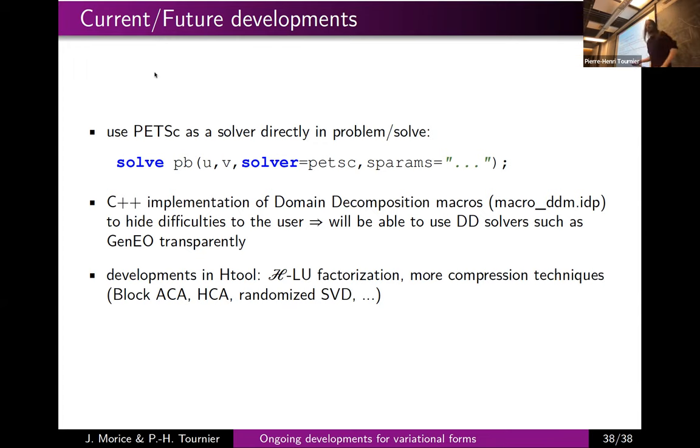And to conclude, we are also working on implementing more things in HTool, so the HLU factorization. Now we are truly starting working on it finally. So hopefully next year it will be available for the next FreeFEM day. And also more compression techniques such as randomized SVD, which might work a little better than standard ACA or different kernels. And with this, I will stop here.